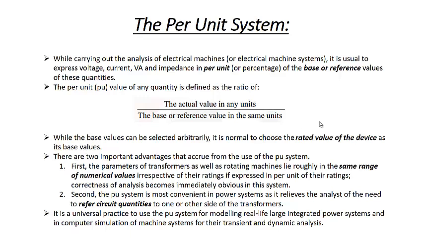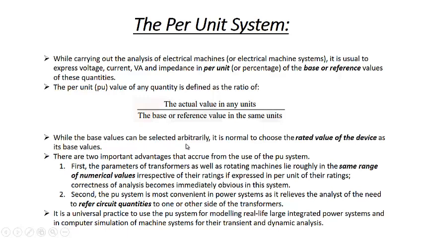Usually, while carrying out the analysis of electrical machine systems, it is usual to express the voltage, current, volt ampere, that is kVA or power or reactive power or apparent power, and impedance in per unit. All these quantities are expressed in per unit or percentage. We actually want to convert them into per unit with respect to some base. So the per unit value of any quantity is defined as the ratio of the actual value in any units to the base or reference value in the same units. And you can see from here the per unit value will be unitless.